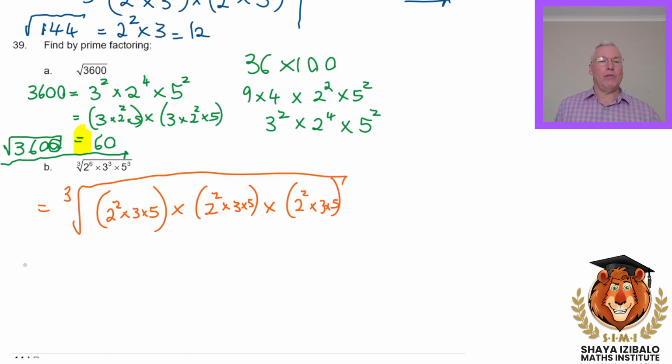Right, that's still the cube root. Now the actual answer for the cube root is just going to be one of those brackets, because remember, for a cube root, I just want something that's going to multiply by itself and multiply by itself again. So there it is. It's multiplying by itself and by itself again. All right, so 2 squared times 3 times 5. All right, and if I multiply those, I actually get 60 as well. So the cube root of this big number is 60.